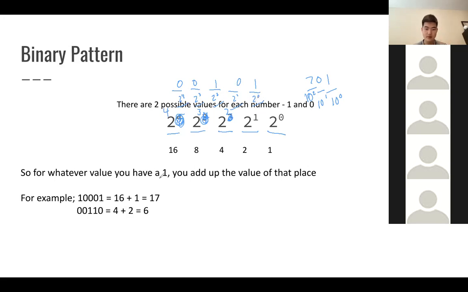So if you have a value of 1 in that particular spot, you add up that place's value. So 2 to the 2nd is 4. 2 to the 0th is 1. 4 plus 1 is 5. So that means in binary, this number communicates 5 in base 10, because we always want to convert back to base 10 so it's easier to think about. So here I'll show the example again.